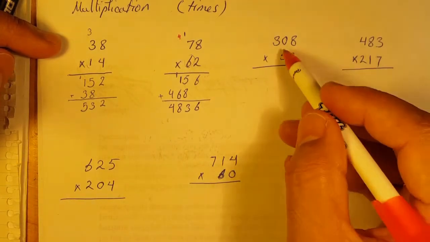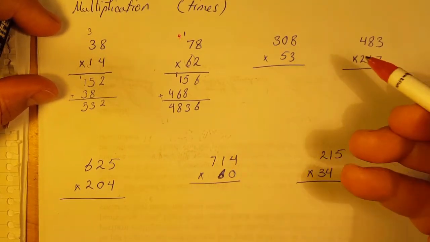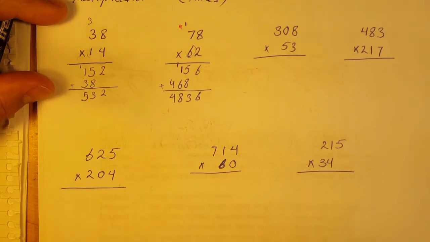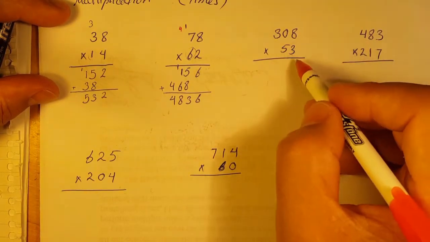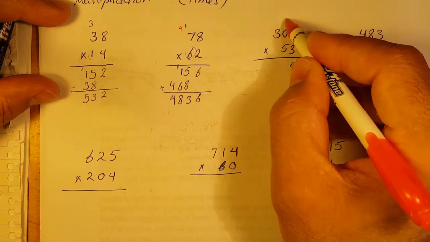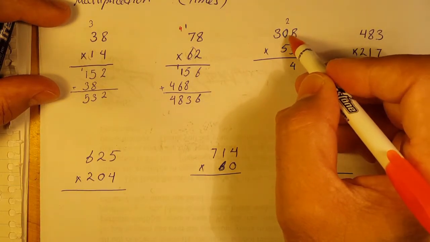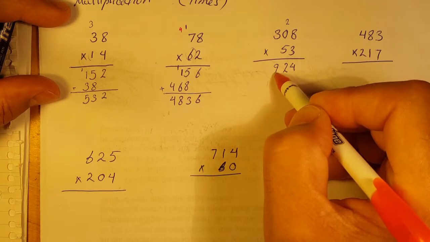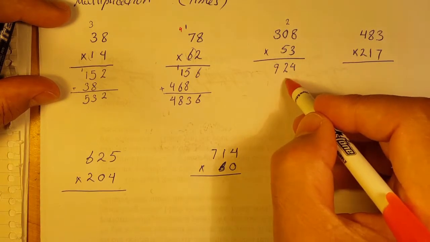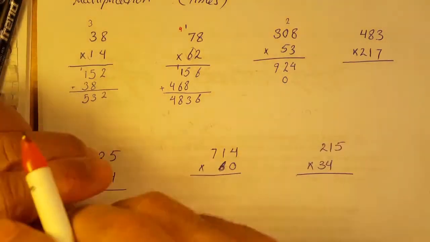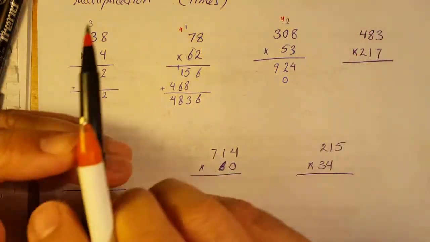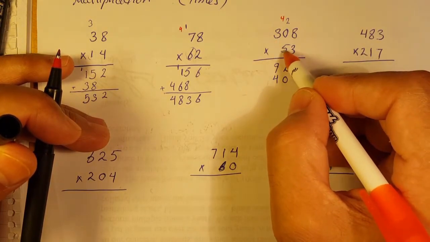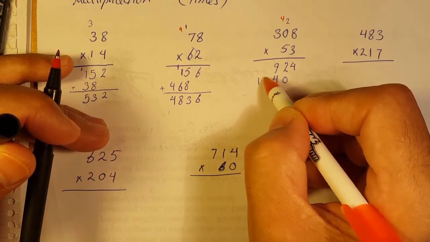Okay, we have 3-digit times 2-digit. Maybe it's a bit longer and bigger operation, but the basics are the same and very simple. 3 times 8, 24. 4 here, 2 goes up. 3 times 0 is 0, plus 2 is 2. 3 times 3 is 9. 5 times 8 is 40. 0 here. 4 goes here. 5 times 0 is 0, plus 4 is 4. 5 times 3 is 15.